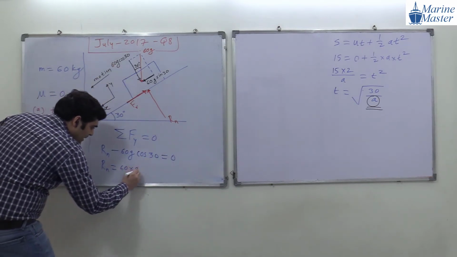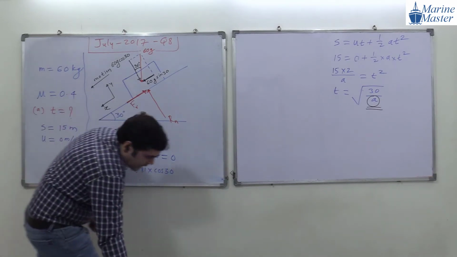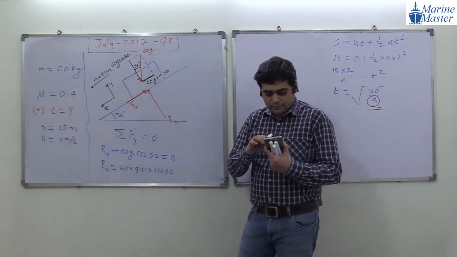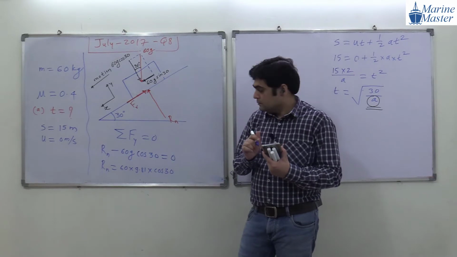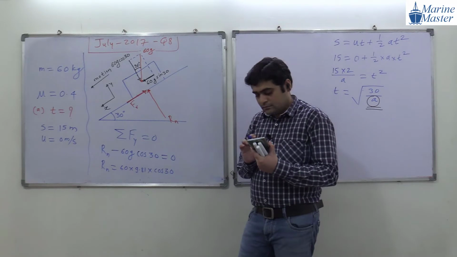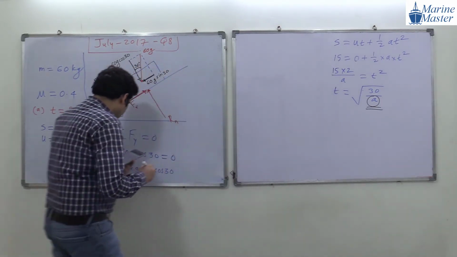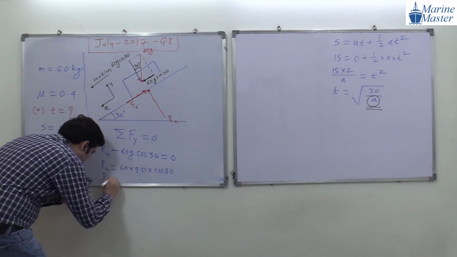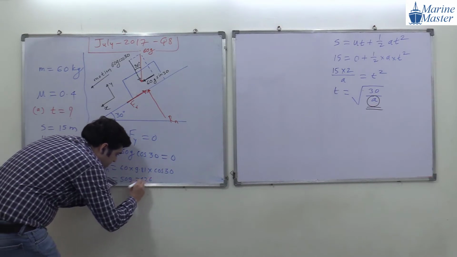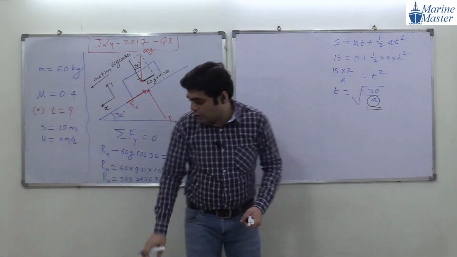So Rn will be equal to 60 multiplied by 9.81 into cos 30. Everyone please do the calculation and tell me the value. So Rn will be equal to what, guys? 509.7426 Newton, because reaction force is in Newton. Okay. Now we got Rn.